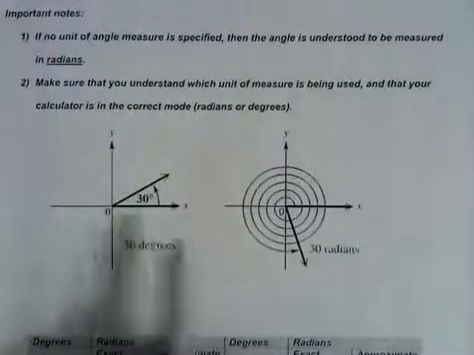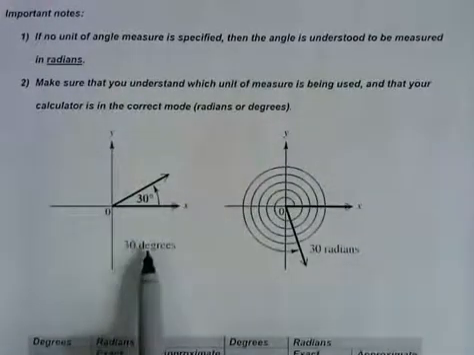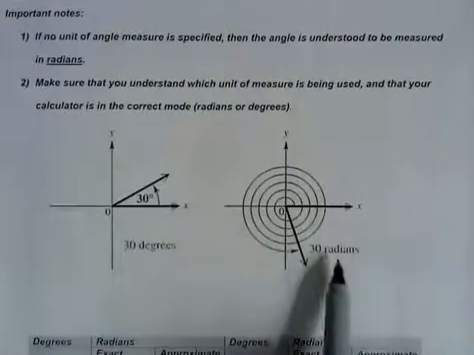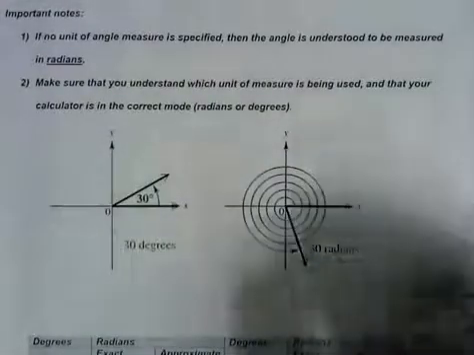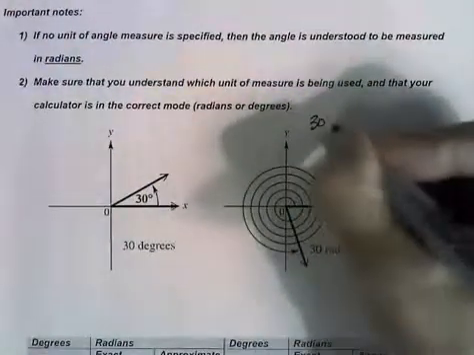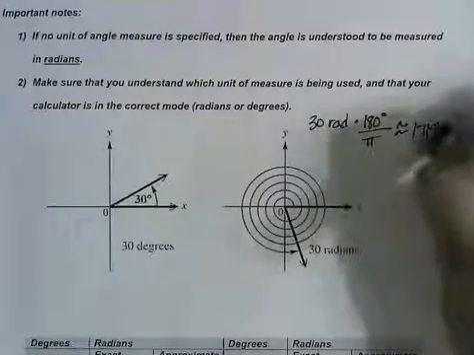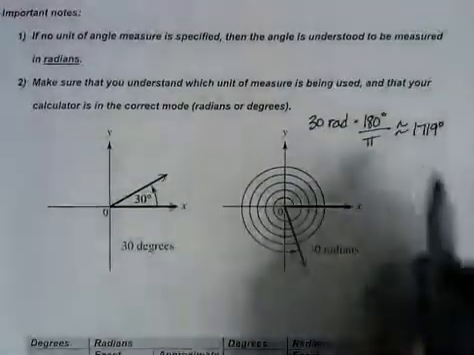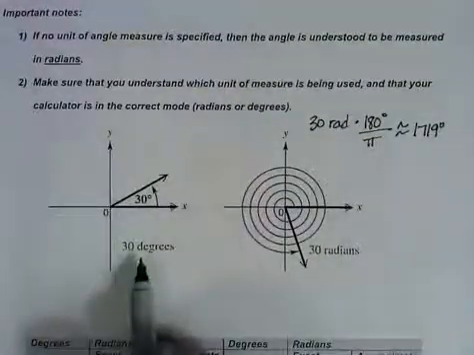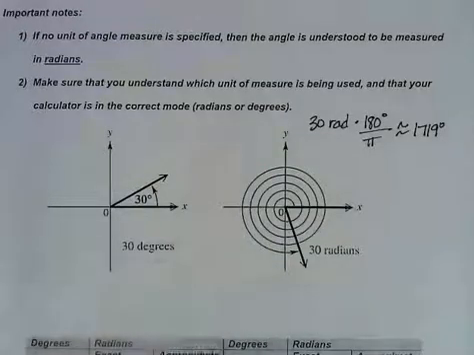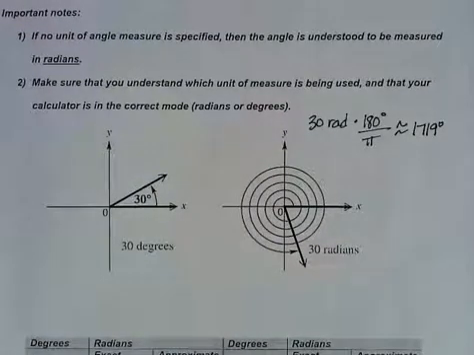Here's an example of that. The difference between 30 degrees and 30 radians is a very big difference. If we took 30 radians and converted that to degrees, this turns out to be approximately 1719 degrees. That's a whole lot different than 30 degrees. So just be very careful and pay attention to what mode your calculator is in.